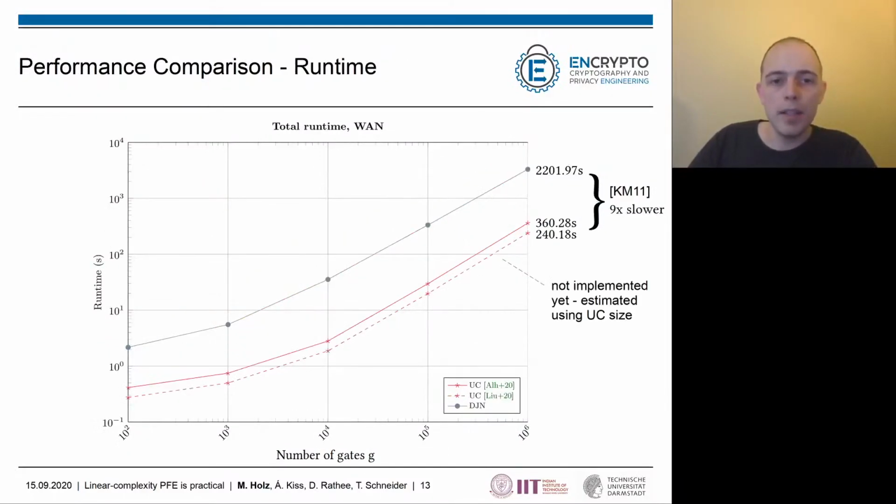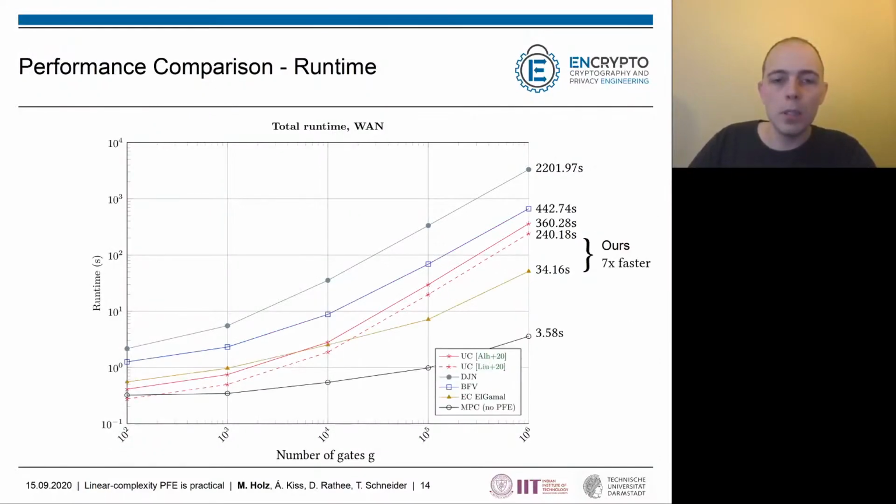In terms of runtime, we first analyzed the original protocol of Katz and Malka using the Damgård-Jurik-Nielsen cryptosystem, which they proposed. And we've seen that this is about 9 times slower in terms of runtime than the best known universal circuit constructions. And here we compared to the construction of Liu et al., which is not implemented yet, but we estimated the size of the universal circuit and then ran the implementation of Alhassan et al. to compare with.